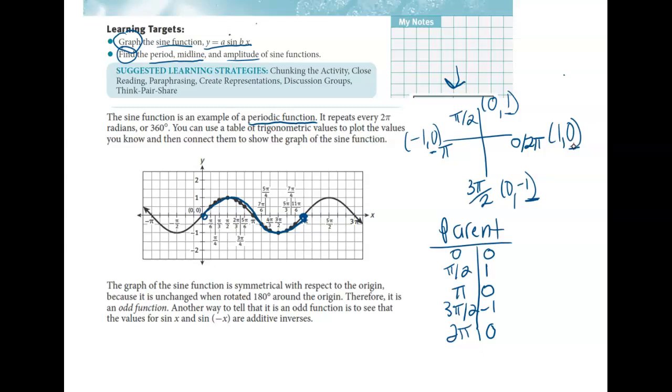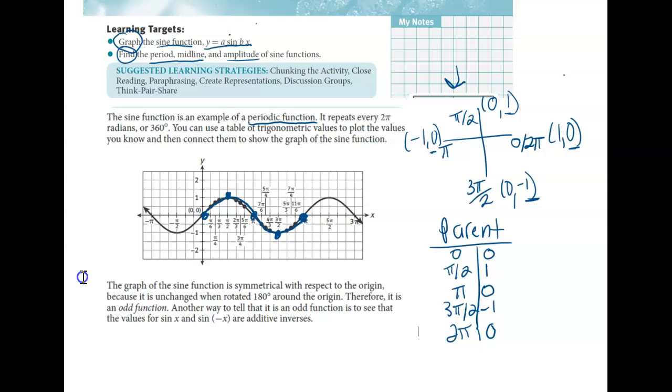So now when I sketch my graphs, I start with those 5 key points: (0, 0), (pi over 2, 1), (pi, 0), (3 pi over 2, negative 1), (2 pi, 0). And that's where I'll manipulate and shift my points from.